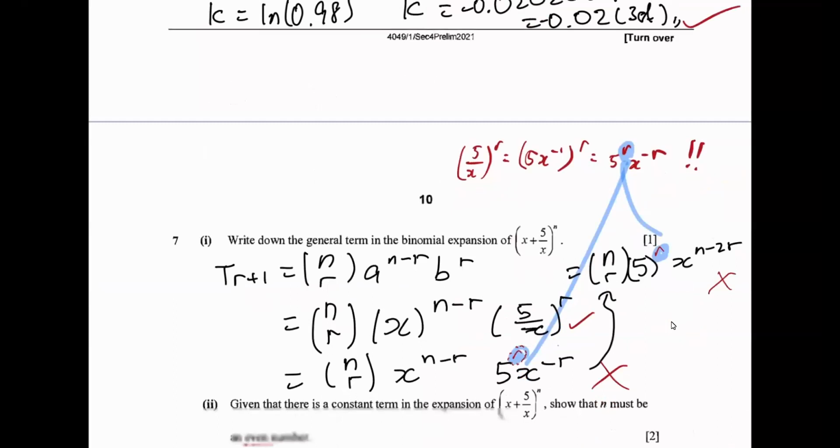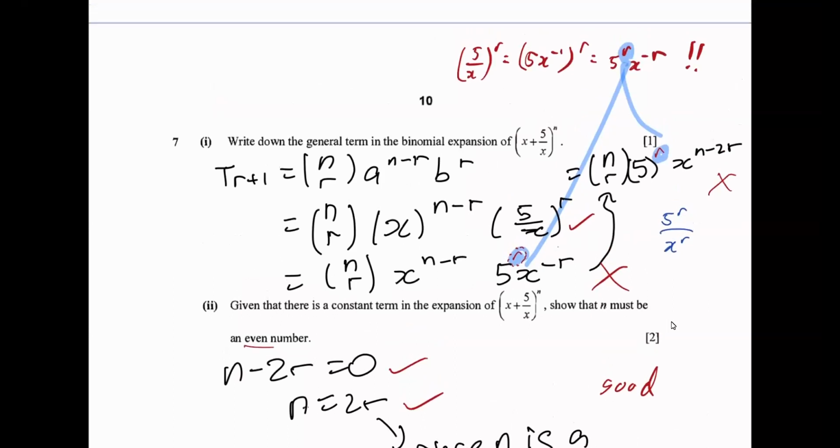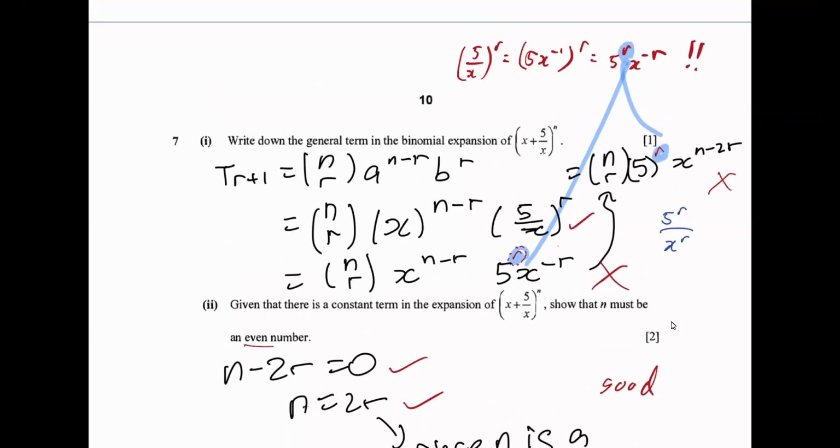One slight mistake over here, which is 5 over x to the power of r. You are supposed to rewrite it as 5 power r times x power r. Okay, like this. Which means that you can also rewrite it as 5 power r times x power negative r. Right? Okay, so you're missing a power r on 5. That's the only mistake.